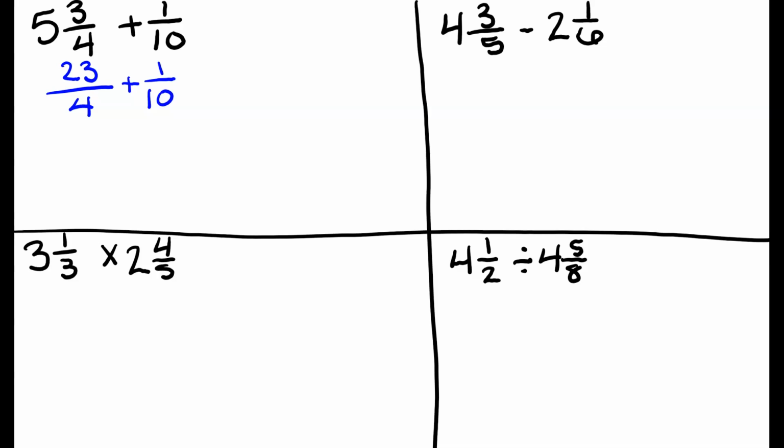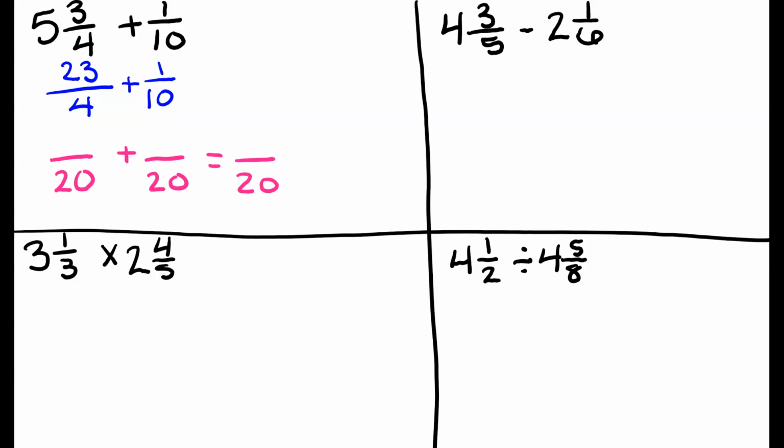When I'm adding, I need to have a common denominator. I know for sure 4 and 10 can both go into 40, so I could use that. But the lowest number they both can go into, which will save me a lot of stress in the long run, is 20. So these are going to be over the number 20, equals something over 20.